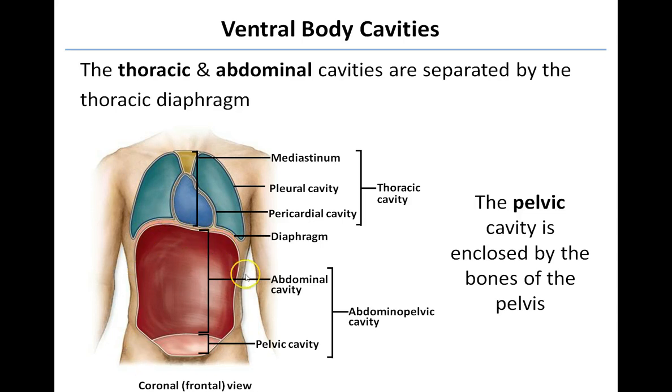The abdominal pelvic cavity can be subdivided into two, the abdominal one and the pelvic one. The pelvic cavity is typically described as the region enclosed by the bones of the pelvis: the coxal bones and the sacrum of the vertebral column enclose the pelvic cavity. A lot of what we study in this unit will refer to the abdominal pelvic cavity and the thoracic cavity.